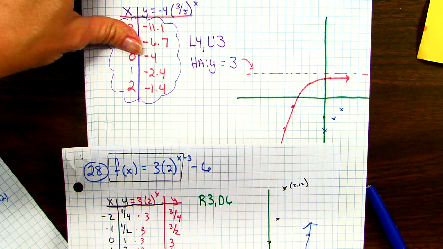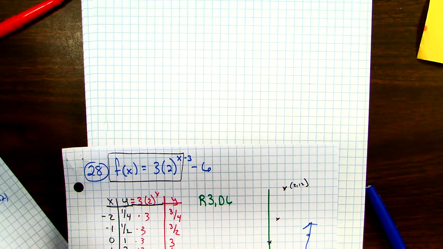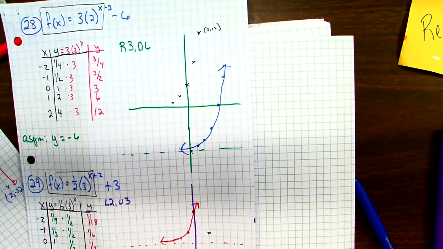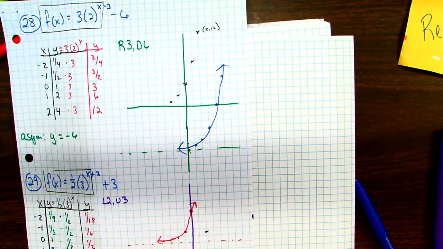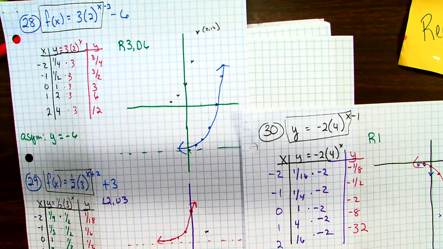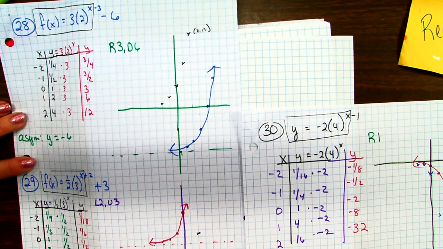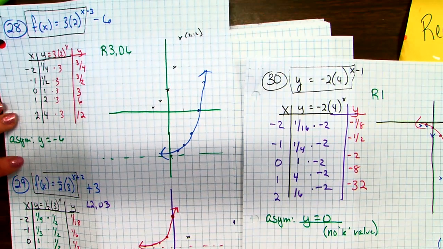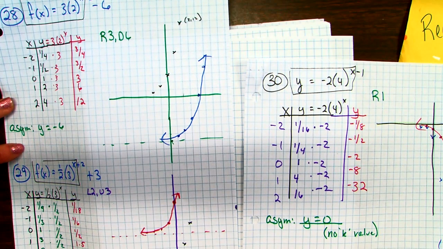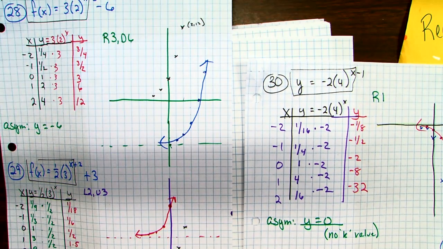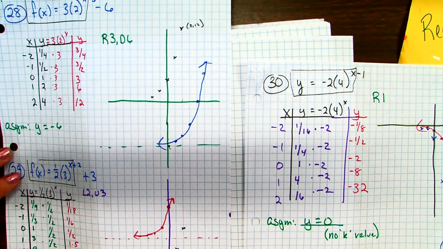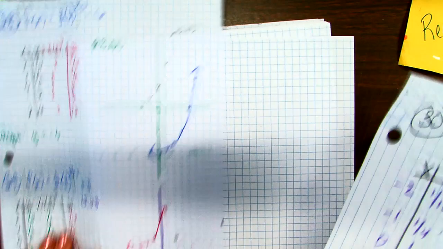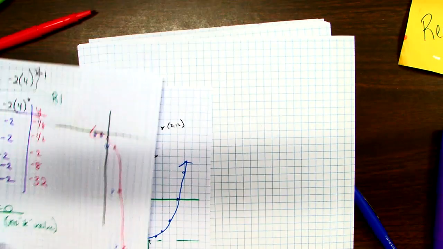Good. You have 27 done, Jess? So 28 and 29. Oh, for heaven's sake. I'm going to put it on Canvas too. Let me put it on Canvas real quick.